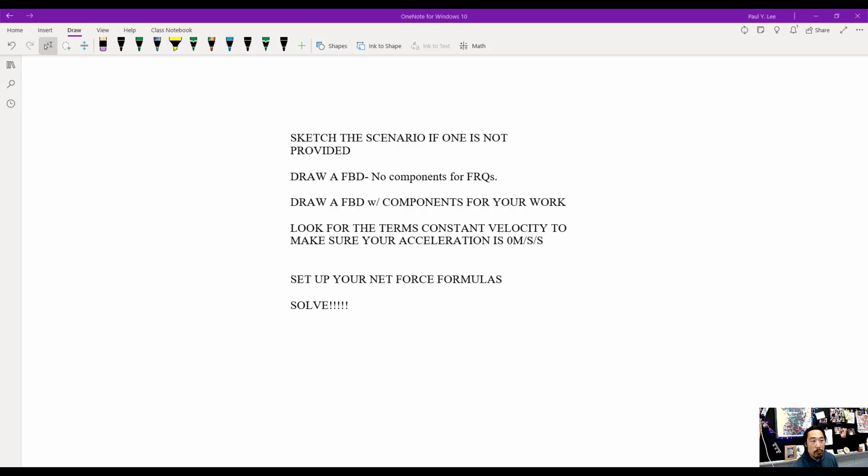Draw a free body diagram, okay, with components. And this is just for your work. But for the FRQs, you cannot have components whatsoever. But your work, they can. From your free body diagram with components, that's where you can come up with your net force formulas. But before you do that, you need to make sure that you see in that problem the terms constant velocity or an idea that the object is moving with constant velocity. So the whole purpose of this video is for those specific situations when your acceleration is 0 meters per second per second. And lastly, solve.